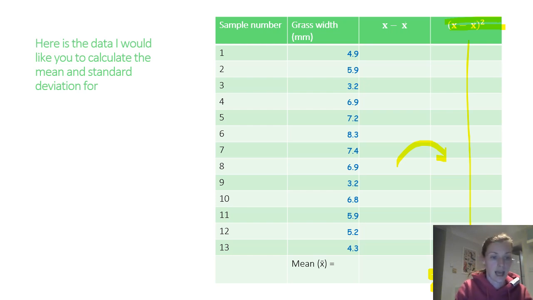Then your n is your number of samples. So in this particular example, n equals 13. So n minus 1 is going to be 12, and then don't forget to square root your answer afterwards. If you remember from the formula, it's a square root once you've done all the other things. So once you've done the sum of, divide it by 12, then square root your final answer.